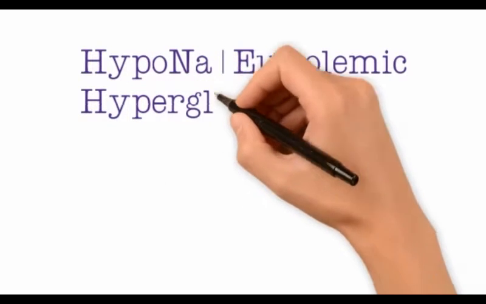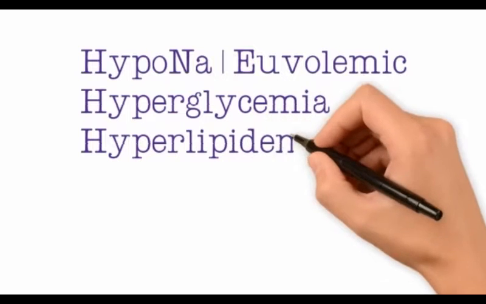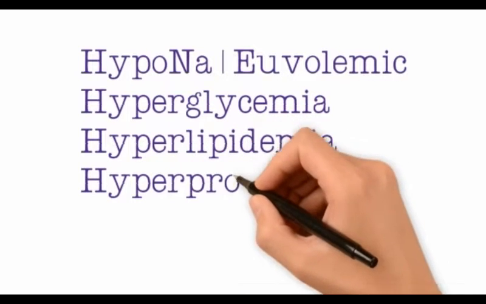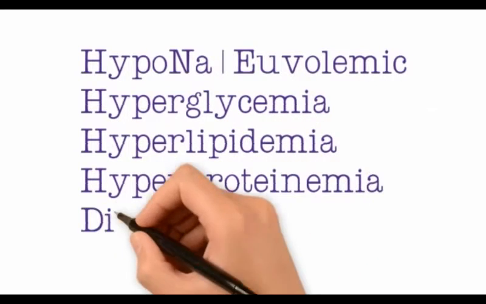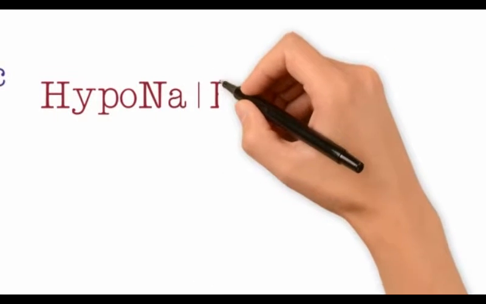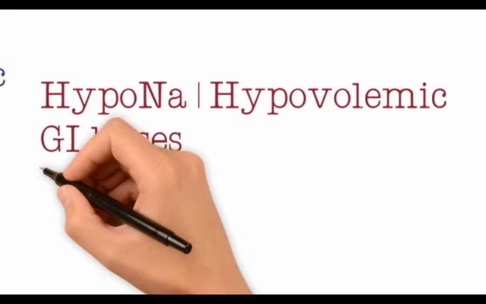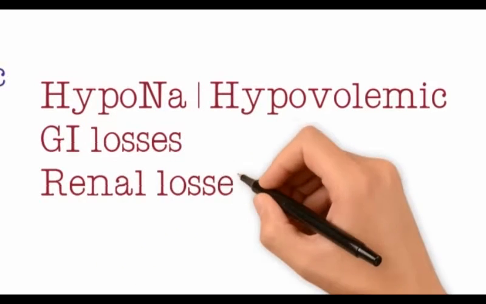Hyponatremia can occur even in the euvolemic state when there is a hyperosmolar situation. There is hyperglycemia, hyperlipidemia or hyperproteinemia, which will tend to absorb more free water from the other compartments. By virtue of this, there is a relative reduction of sodium. Hypovolemic hyponatremia occurs when there is excessive GI loss in the form of diarrhea or excessive renal losses.